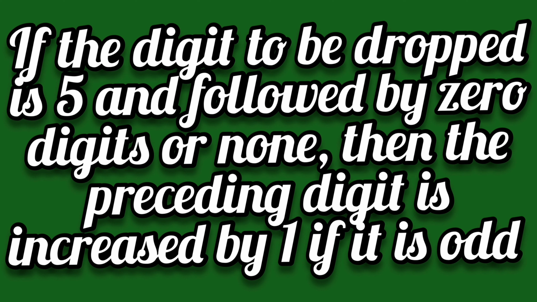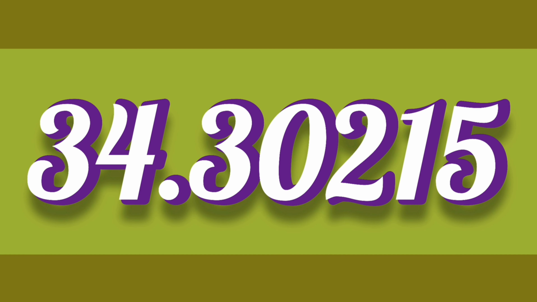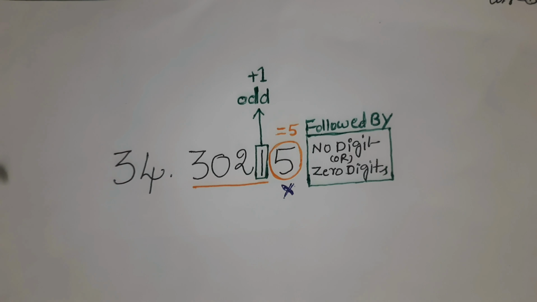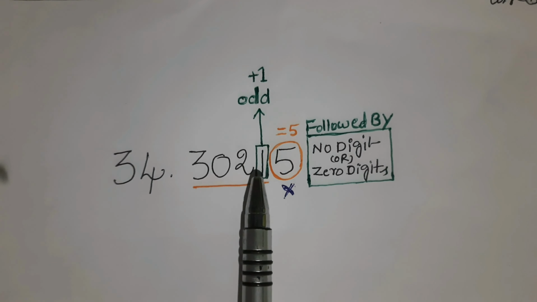Case 5, which is the last case in rounding off numbers. Let us check this. If the digit to be dropped is 5 and followed by 0 digits or none, then the preceding digit is increased by 1 if it is odd. Let us check this rule by taking an example. Let us take a decimal number with 5 decimal places, 34.30215. Let us round off this number up to 4 decimal places.